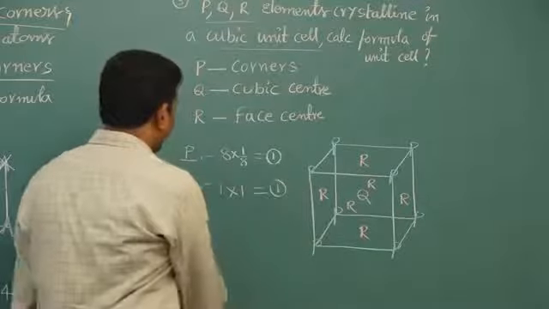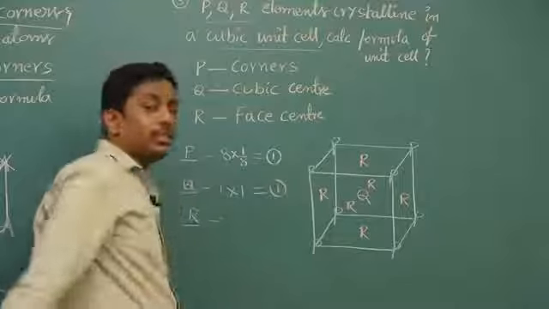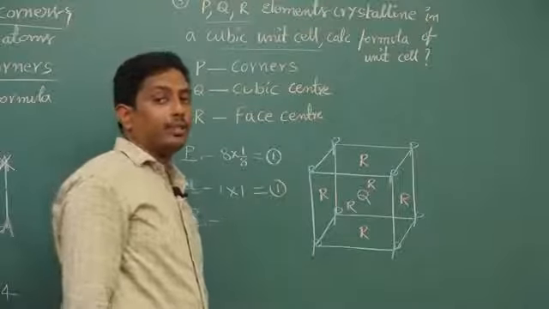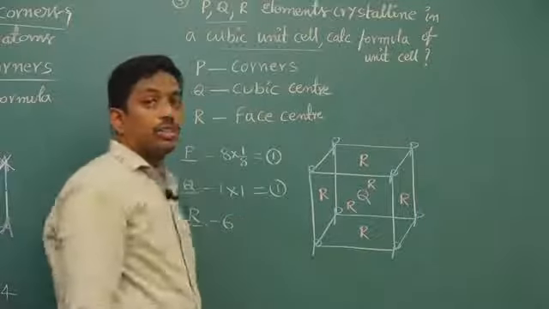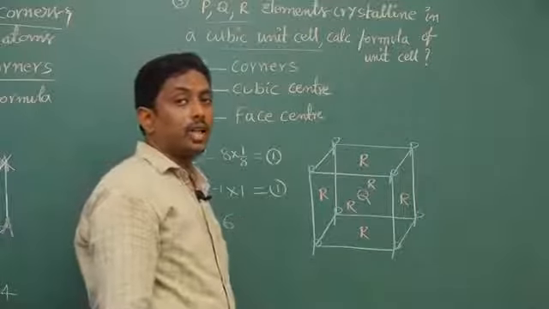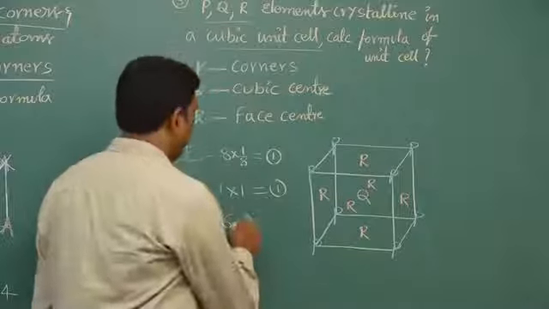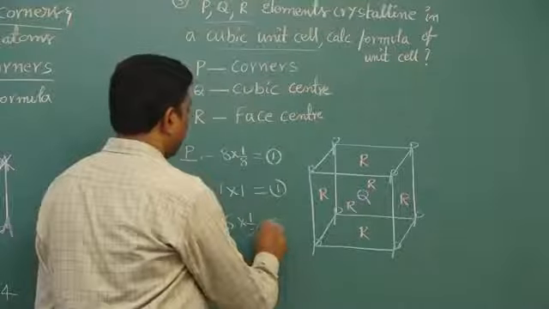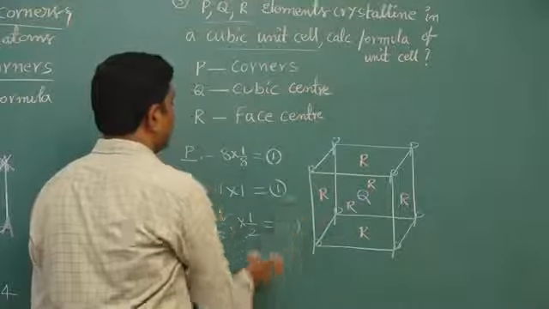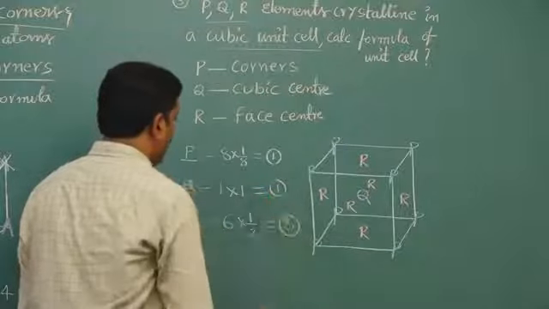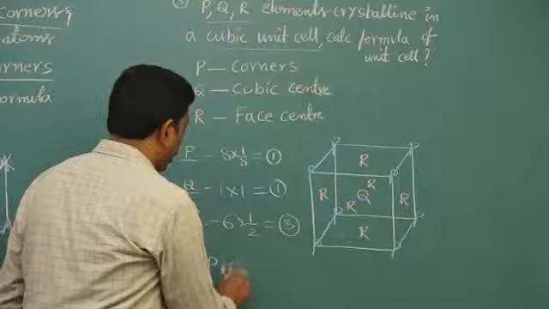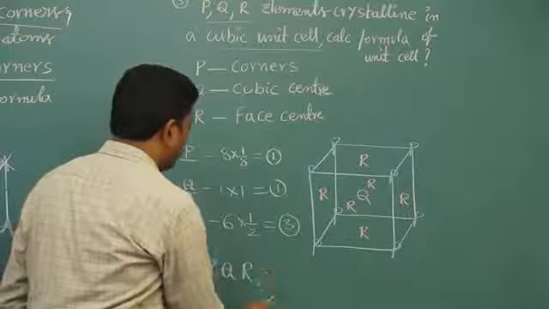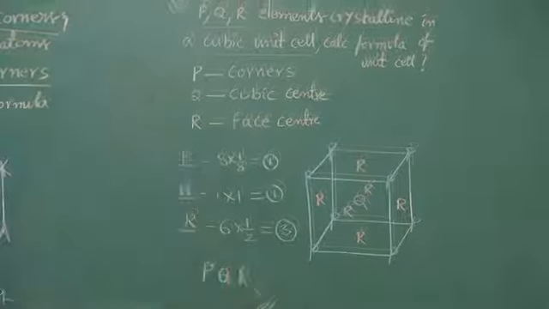Next R calculation. Where is R present? R is present at face centers. How many face centers are there? 6. If a particle is present at a face center, contribution is 1 by 2. So 6 into 1 by 2 is equal to 3. So 1, 1, 3. The formula ratio is 1 is to 1 is to 3. So PQR3, the simple ratio we need to consider.